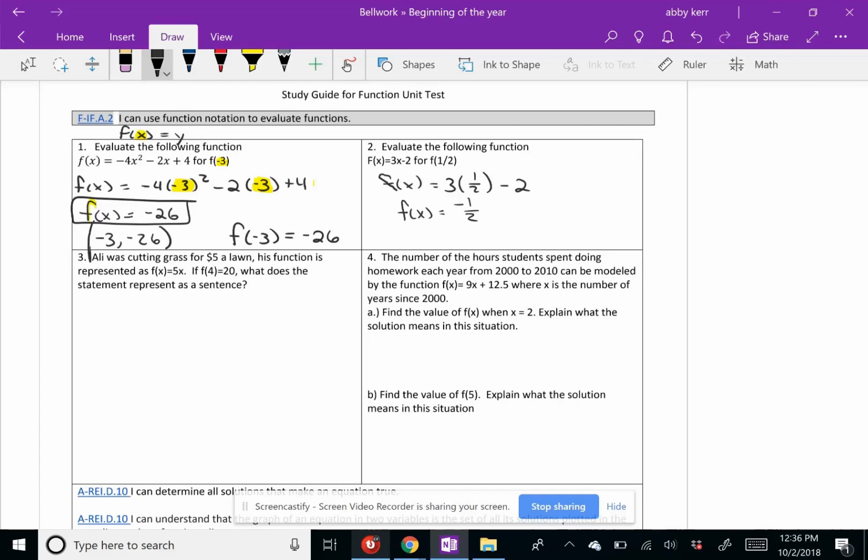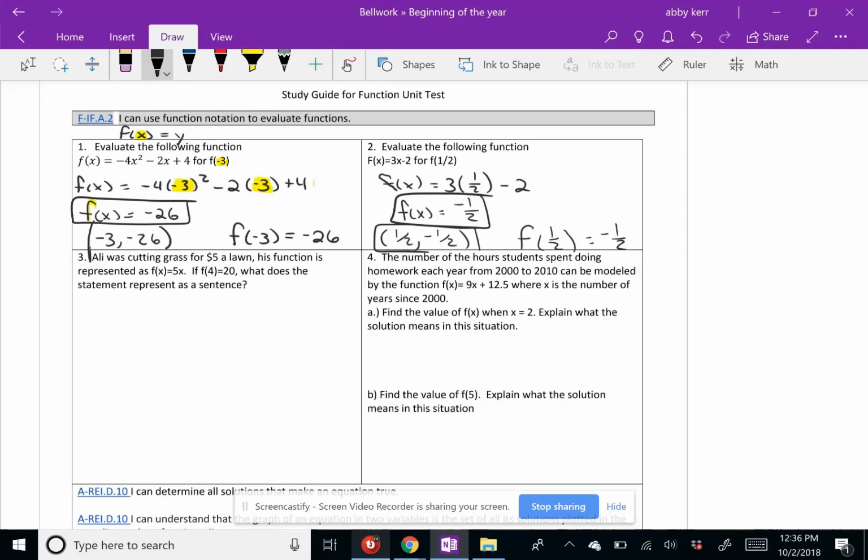Now, if you want to write it as an ordered pair, it's a half comma -1/2. Or if you wanted to write it in function notation, you can write f of a half equals -1/2. But this answer would be acceptable.